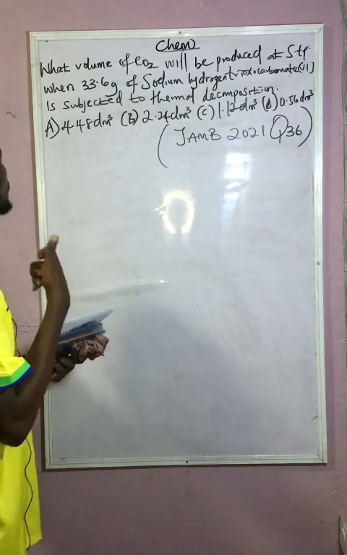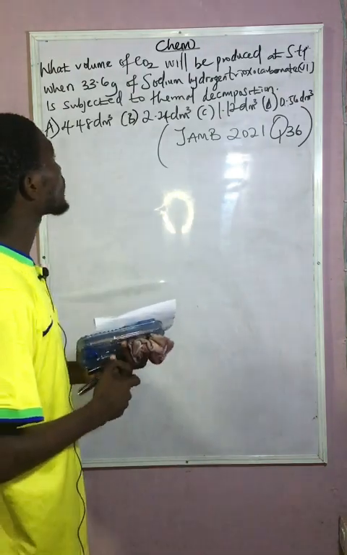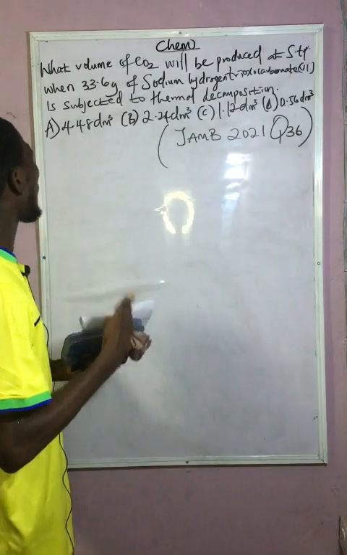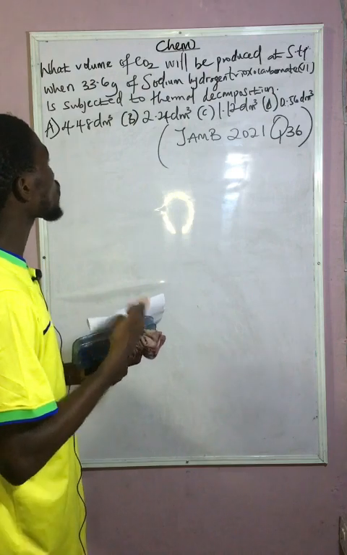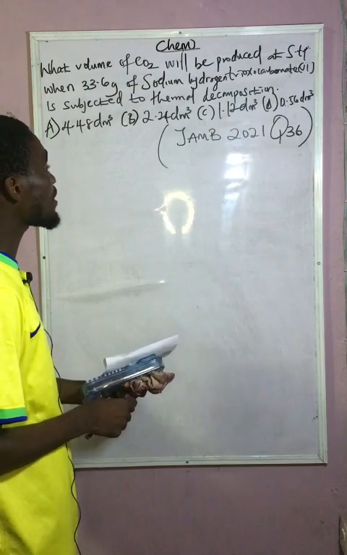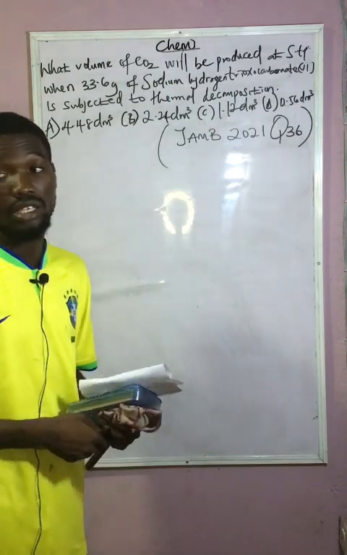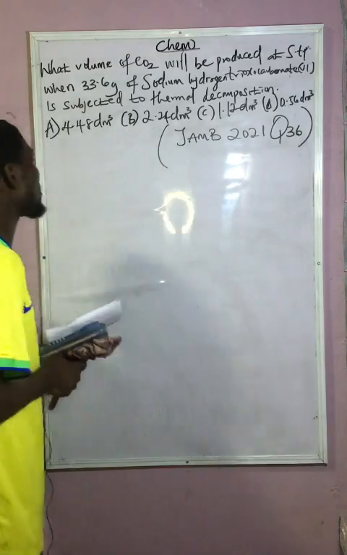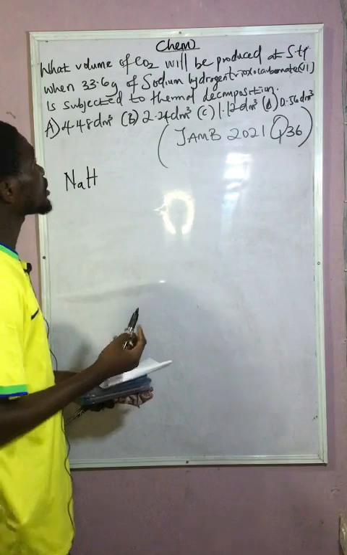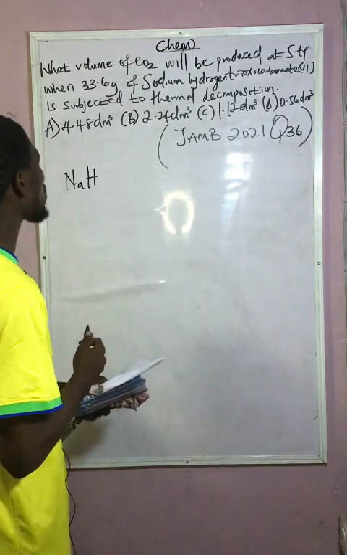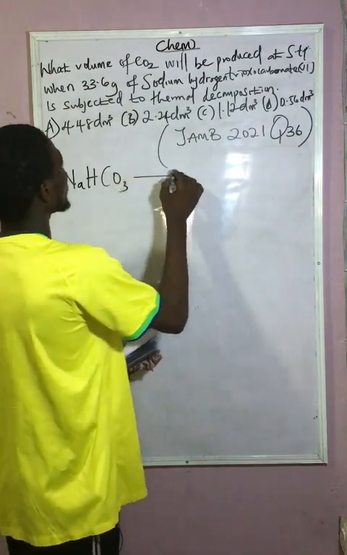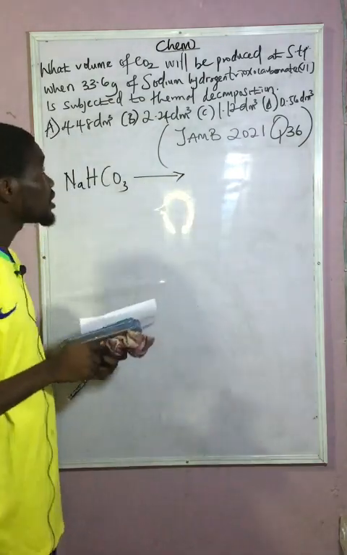So look at the question. It states: what volume of carbon dioxide, that's CO2, will be produced at STP when 33.6 gram of sodium hydrogen trioxocarbonate(IV) is subjected to thermal decomposition. As a science student, when we come across a question like this, we need to know how to write the chemical formula. It is stated to be sodium hydrogen trioxocarbonate(IV), subjected to thermal decomposition.